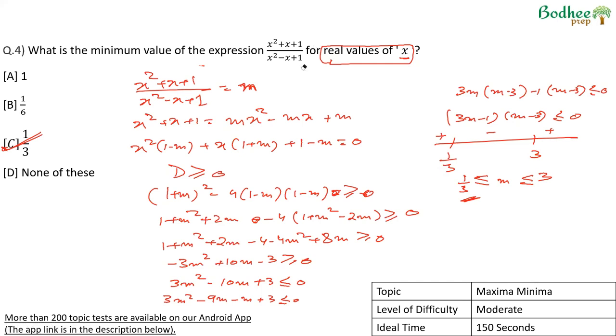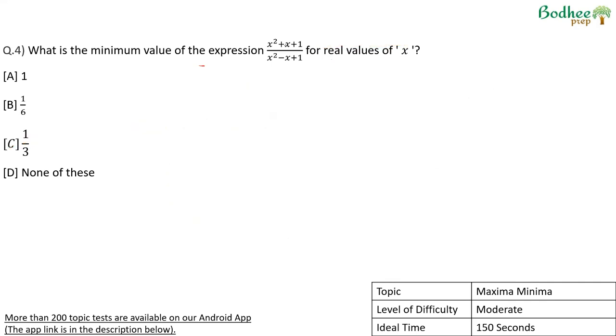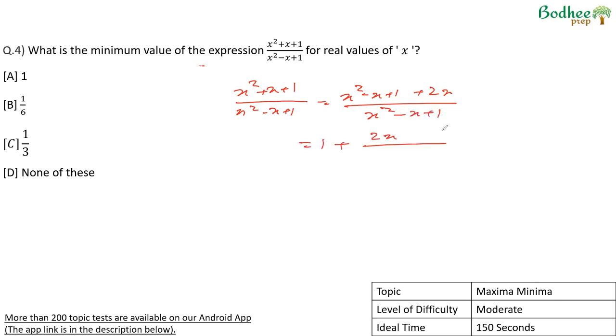Another approach for this question could be working with the expression and from there trying to minimize. So if I look at this, I can say (x² + x + 1)/(x² − x + 1). This can be written as (x² − x + 1 + 2x)/(x² − x + 1). Basically, add x and subtract x. This gets divided, so 1 + 2x/(x² − x + 1).